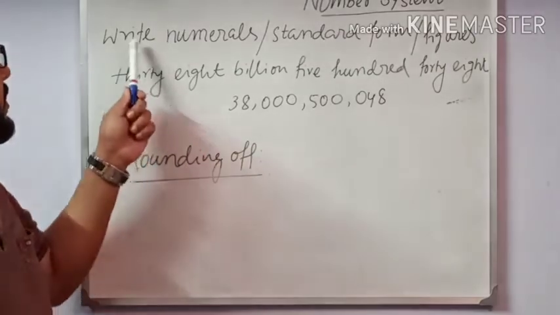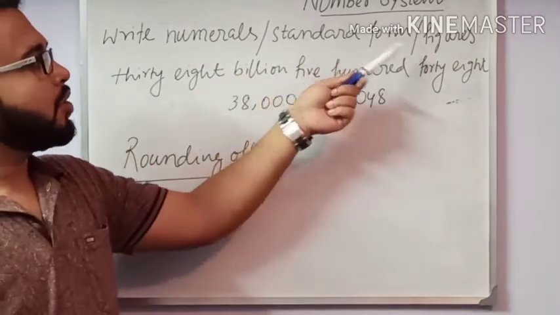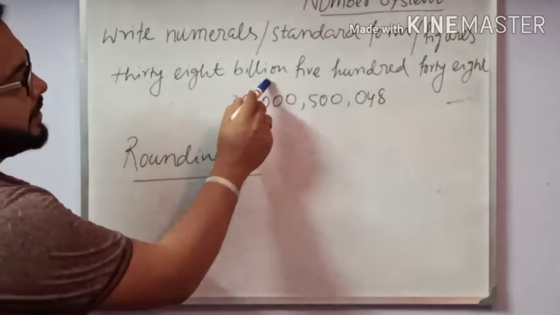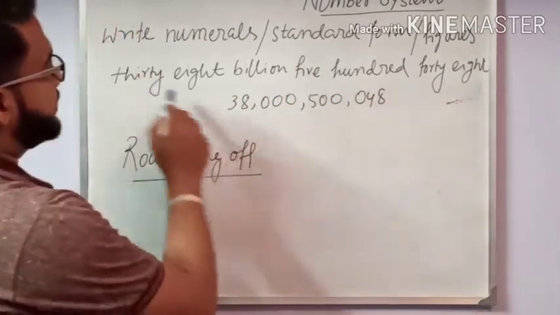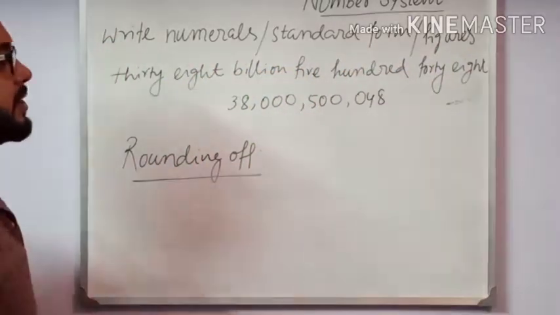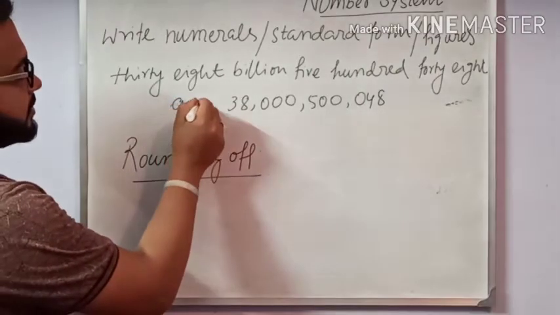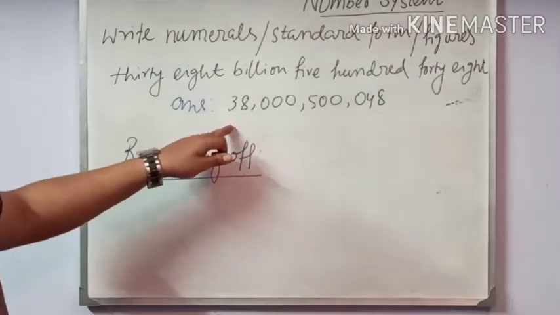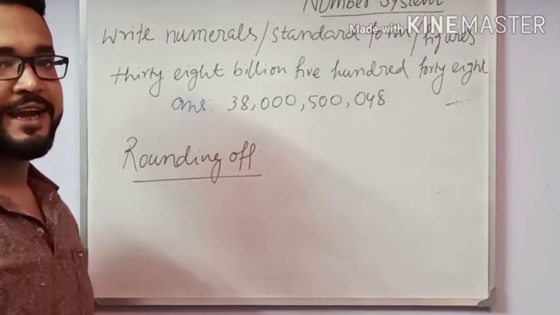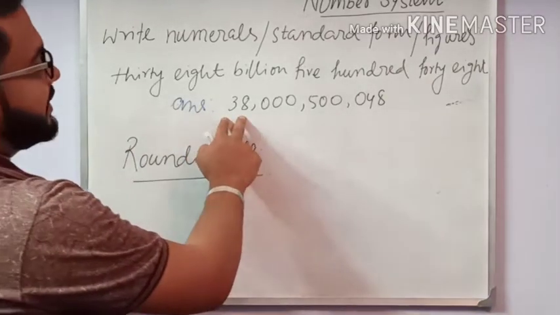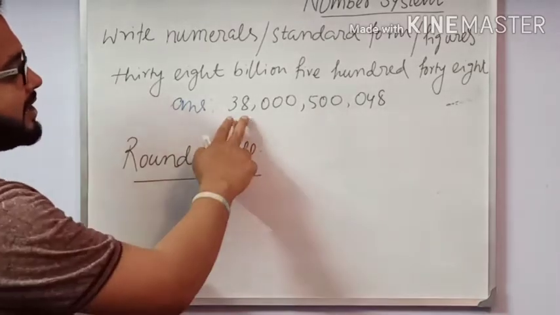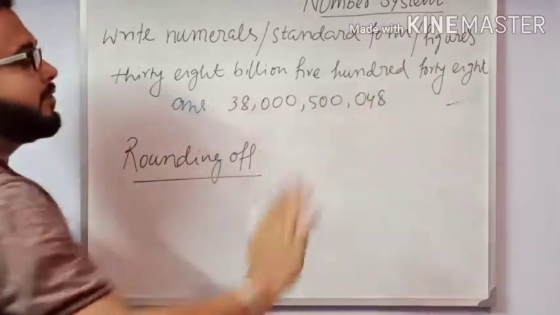Next question. Write in numerals or standard form or in figures. 38 billion 548. Write this sentence in numerals or standard form or in figures. Then your answer is this one. 38 billion, we know after billion there are 9 places vacant. So 38 billion 548, or you may write 38 billion 500,000 48.